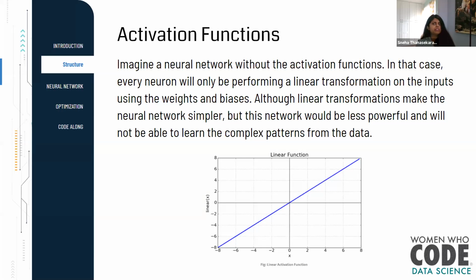Imagine a neural network without an activation function. In that case, every neuron will only be performing a linear transformation on the inputs using the weights and biases. Although linear transformations make the neural network simpler, this network would be less powerful and will not be able to learn the complex patterns from the data. Thus, we need to apply a nonlinear transformation to the input. And this nonlinearity in the network is introduced by an activation function.